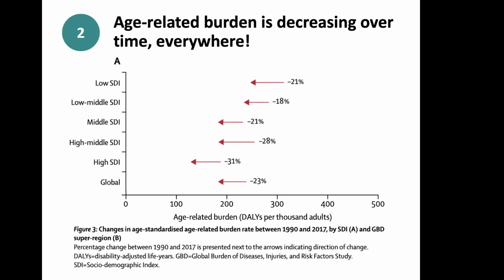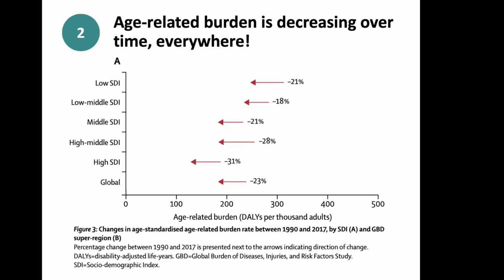And in my study, we show that older people, meaning people with more years lived, are actually healthier than before. So here you see on the x-axis the change between 1990 and 2017 of age-related burden in different socioeconomic status countries. Globally, we have seen in this time period a 23% decrease in age-related burden. In high income countries, we see larger decreases. In lower income countries, we see slower decreases. But regardless, even the lowest decrease is 18%, which is quite high.